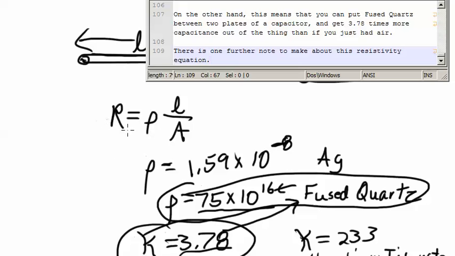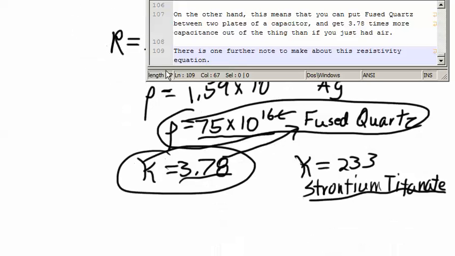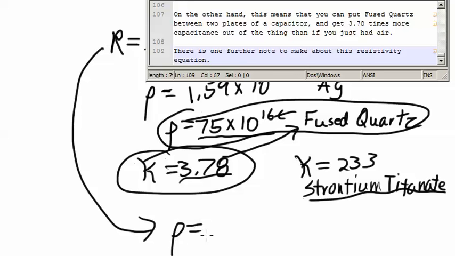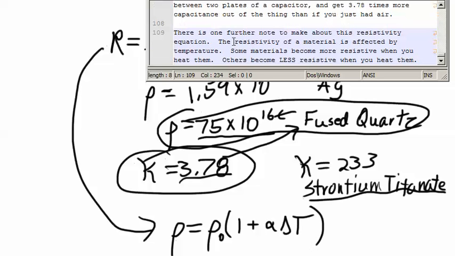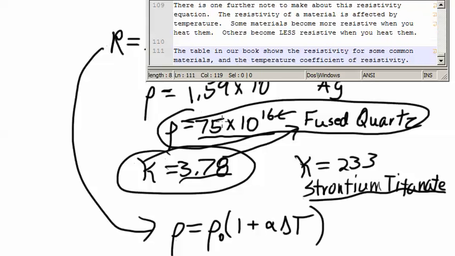Here's one further note to make about this resistivity equation. It is that rho is affected by temperature. The resistivity of a material is affected by temperature. Some materials become more resistive when you heat them. Others become less resistive when you heat them. The table in our book shows the resistivity for some common materials and the temperature coefficient of resistivity.